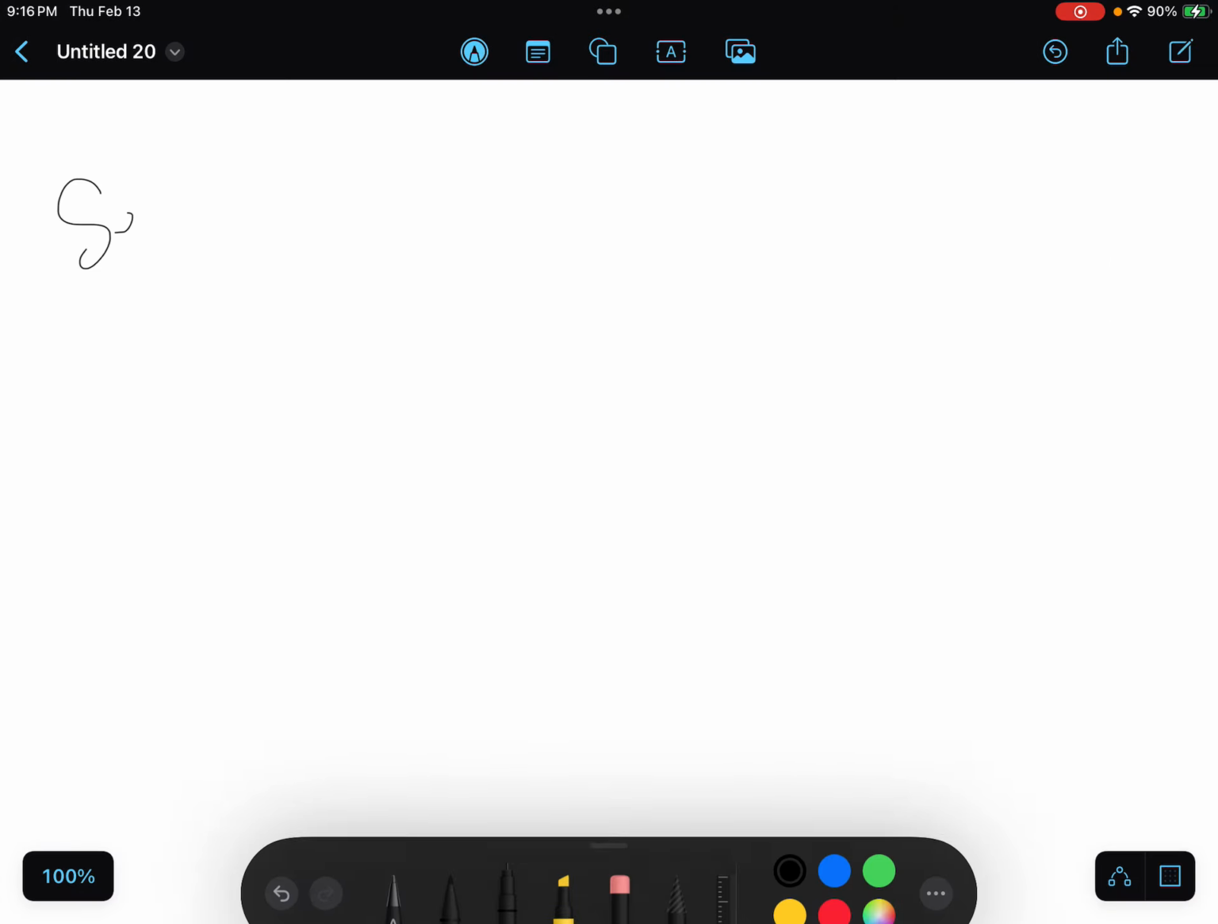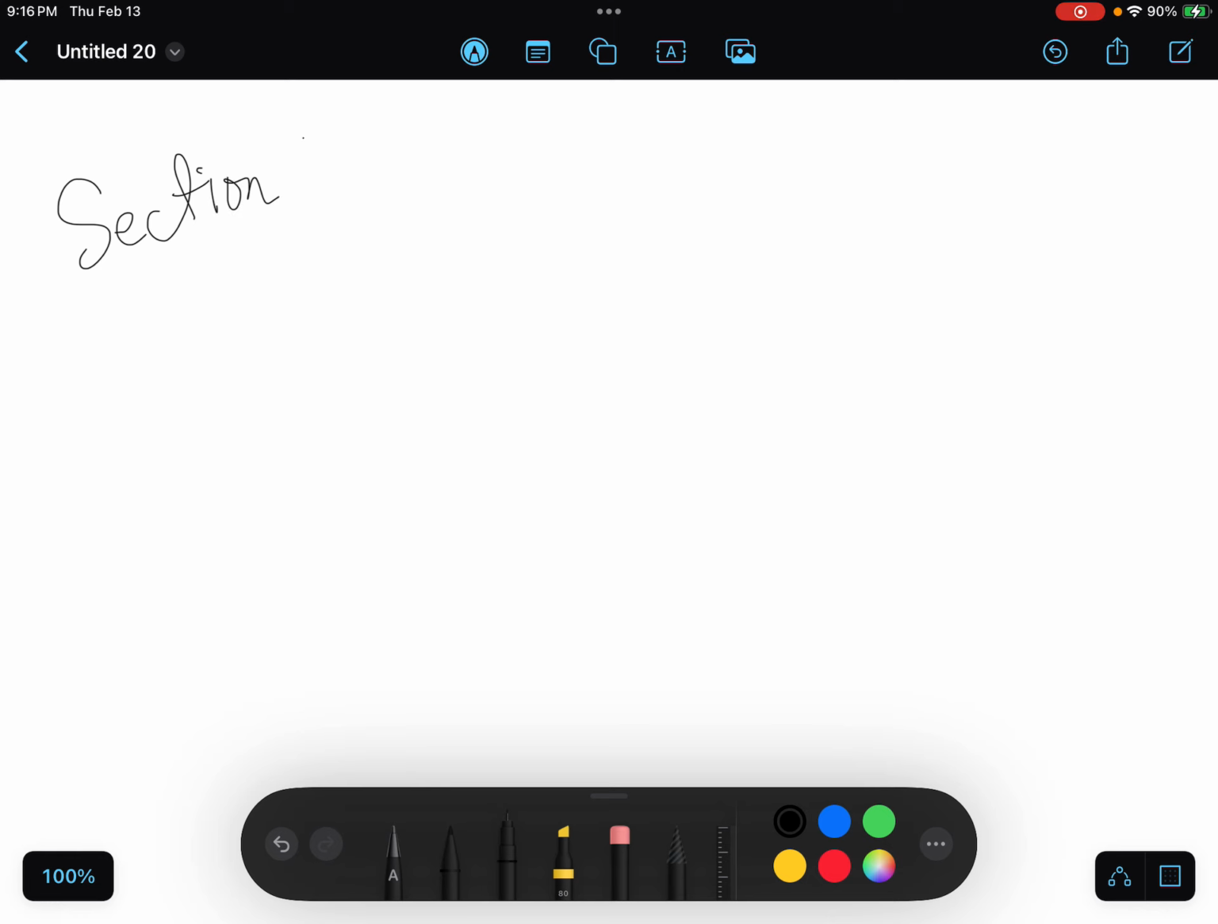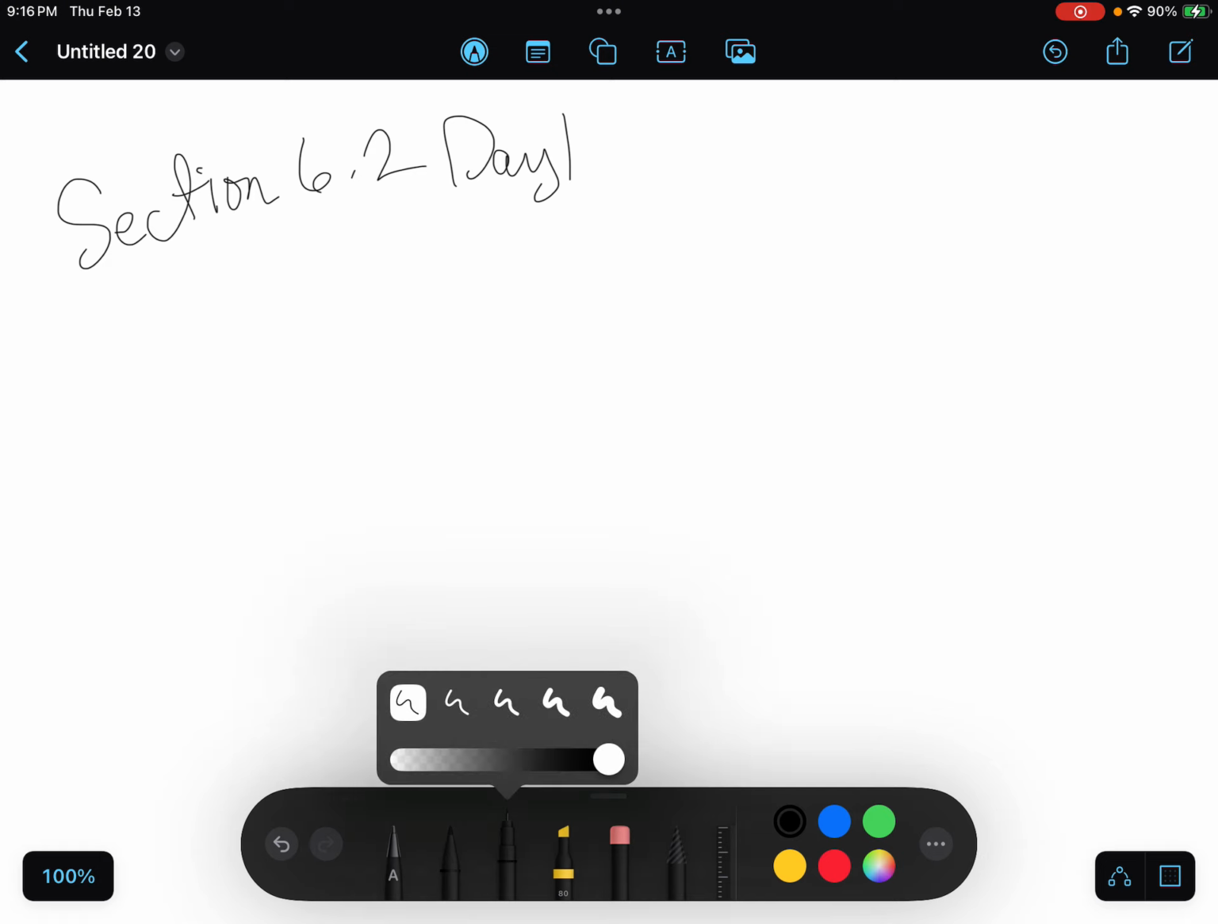All right. Section 6.2, day 1. Change the size of that quick.